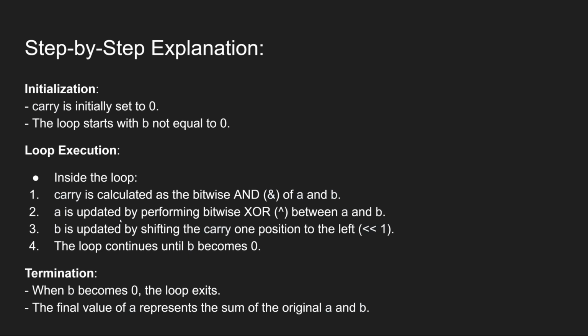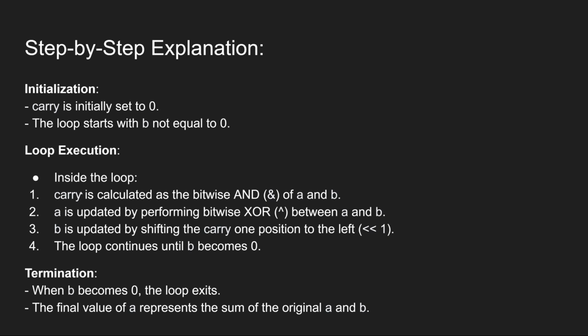Now, the program that we will write, this is the step-by-step explanation. First of all, I will be initializing carry to 0. This is to support the carry from the summation, and the loop starts with b not equal to 0. That means if b is equal to 0, then it comes out of the loop.